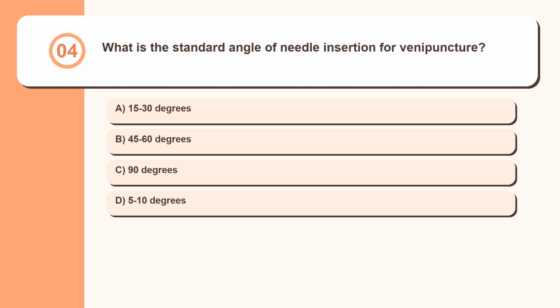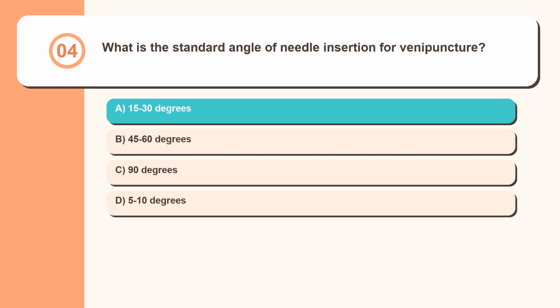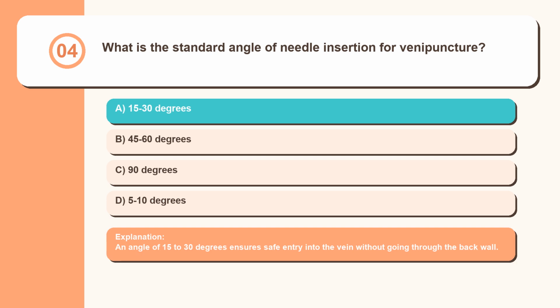Question 4. What is the standard angle of needle insertion for venipuncture? 15 to 30 degrees, 45 to 60 degrees, 90 degrees, 5 to 10 degrees. An angle of 15 to 30 degrees ensures safe entry into the vein without going through the back wall.